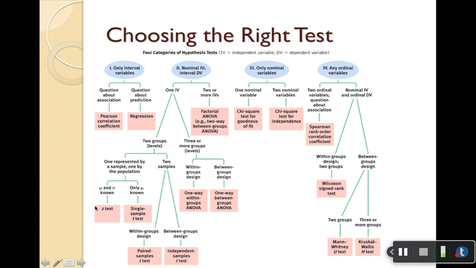And then on the far left we have z-tests and single sample t-tests. We didn't cover those in this course, but they're very simple and are actually not very commonly used. So we didn't really go over those.